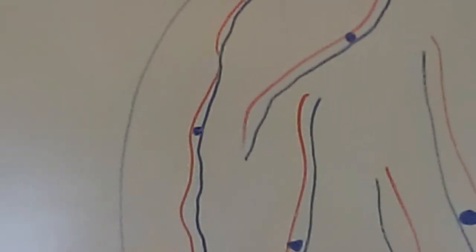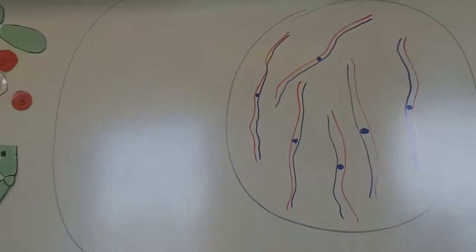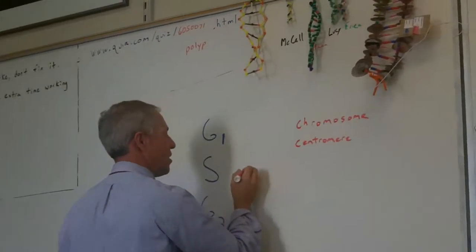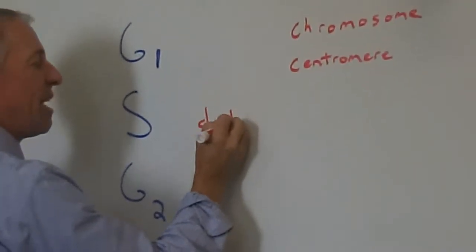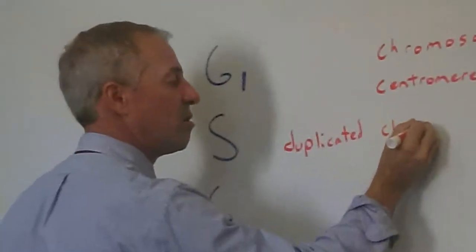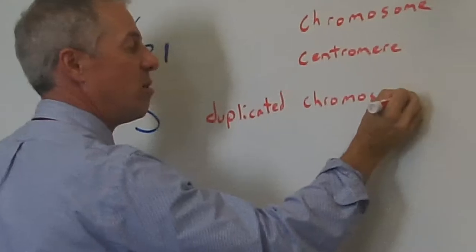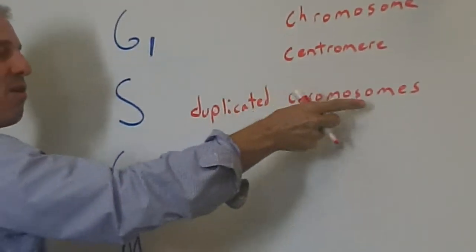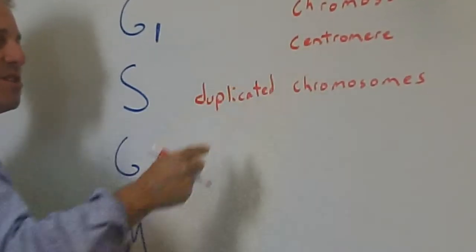And now we don't have chromosomes. You know what we call these? Duplicated chromosomes. Duplicated chromosomes are joined together at the centromere.